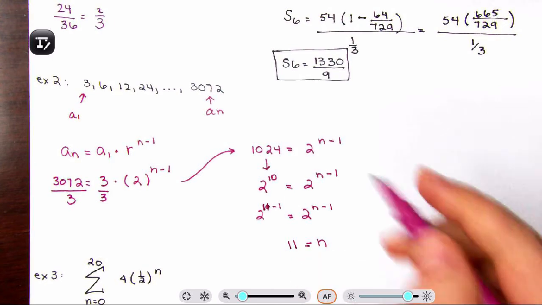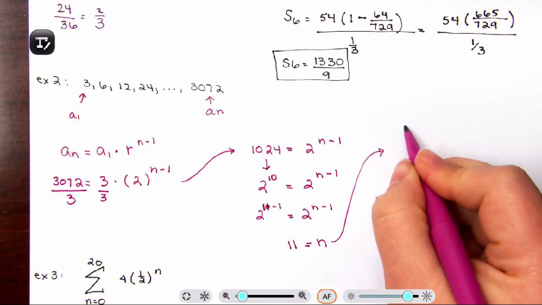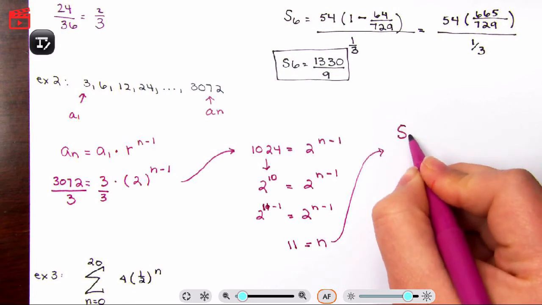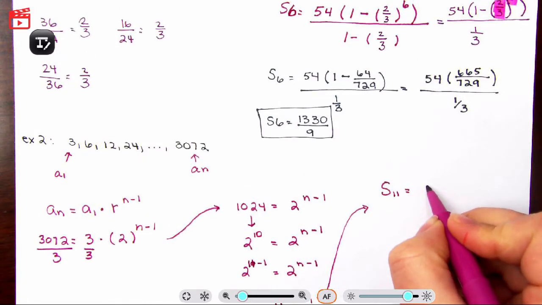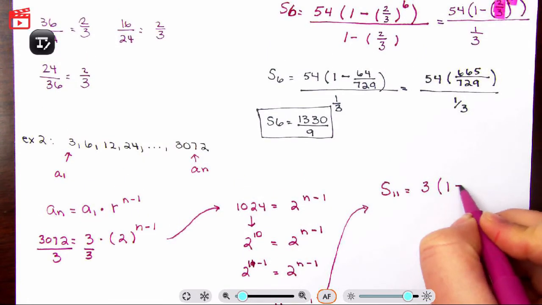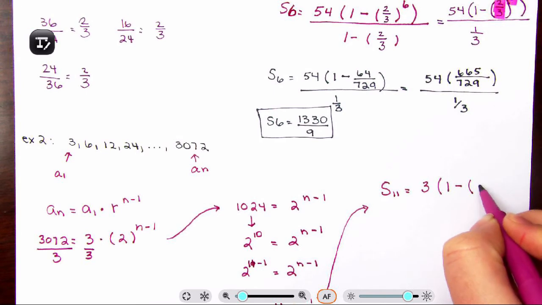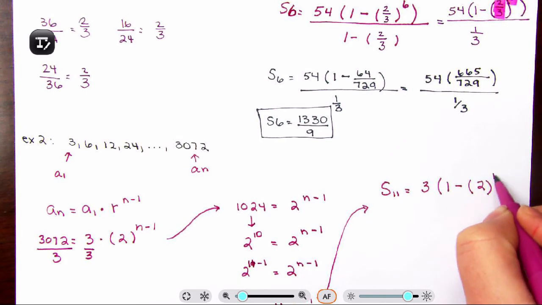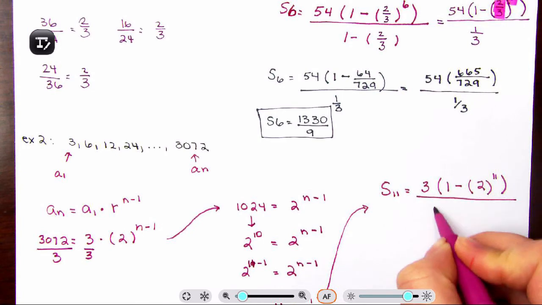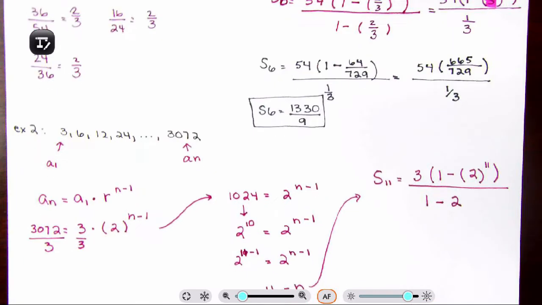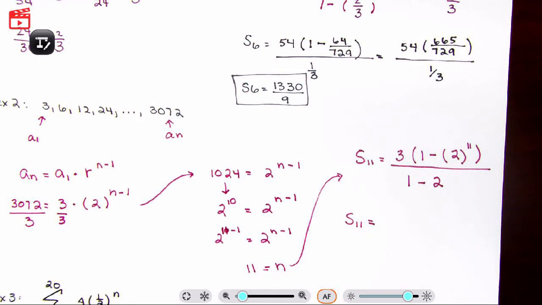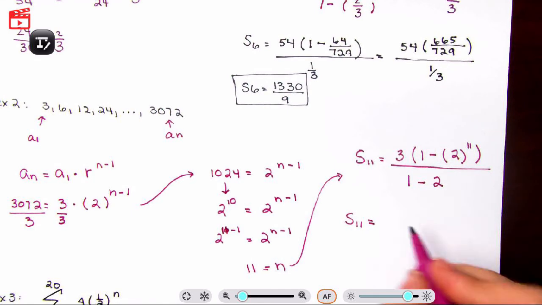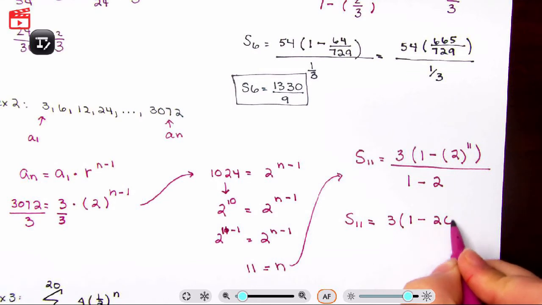Right, now that we know that our n value is 11, we get to plug it into our equation. So S sub 11, because now we know what n is, 11, is equal to a sub 1, which is 3, times 1 minus r, which is, what did we say, 2, to the power we said was 11. All of this is being divided by 1 minus r, which is 2. Use your calculator a little bit more than you want to, I know. 2 to the 11th power. So I have 3 times 1 minus 2,048.